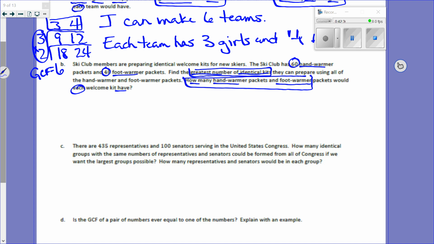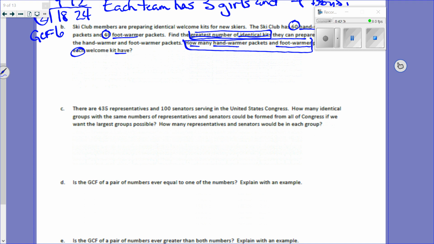So I'm going to get more kits than I have pieces? Smaller, right? I'm going to have a smaller number, so that means I'm finding my GCF. So I have 48 and 60. I know both of those can be divided by 2. It's going to get me 24 and 30.